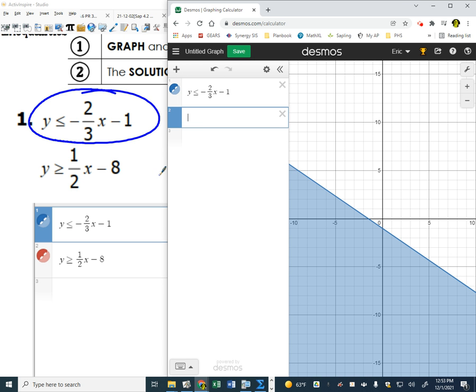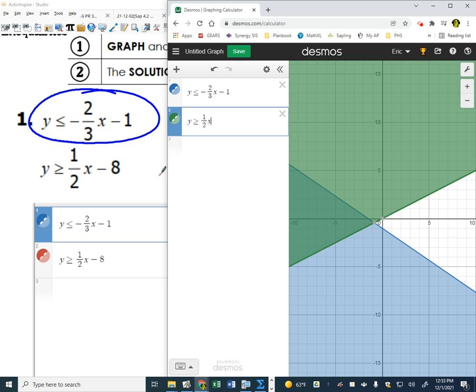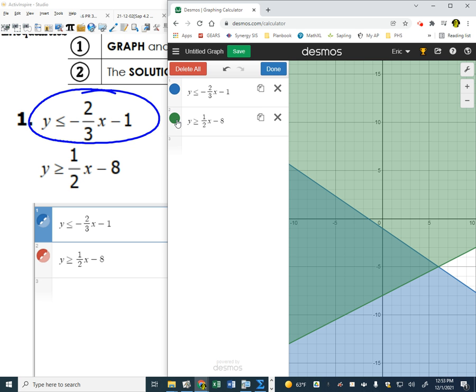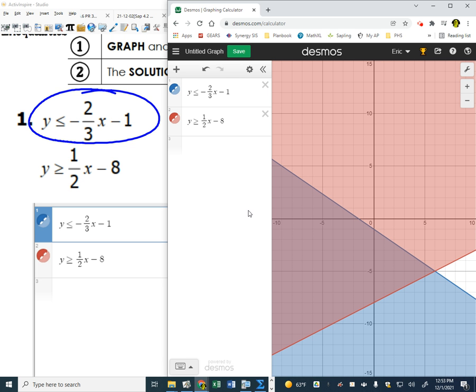Okay, next one, y is greater than or equal to. So I hit greater than, equal sign, 1/2 x minus 8. We want this one to be red, so I'll make it red. And there it is. Okay, and if I wanted to know some specifics, like where are the intercepts and where does it intersect, I can still do that stuff, right? I can still find all these points if I want to. Okay? Same way I did before.